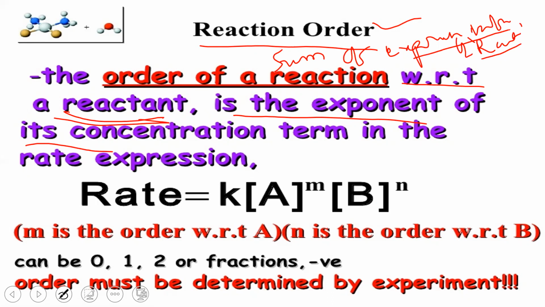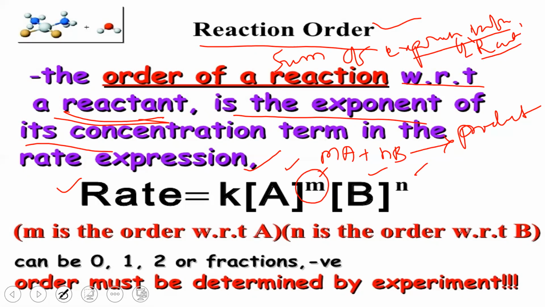For example, if you see this reaction, mA plus nB gives rise to products. If you write a rate expression for this reaction, it will look like this. Rate is equal to k, which is a constant, times concentration of A to the power m, and concentration of B to the power n. What is the order of the reaction? Here, the sum of the exponents or powers of the reactants in a rate expression is known as the order of the reaction.